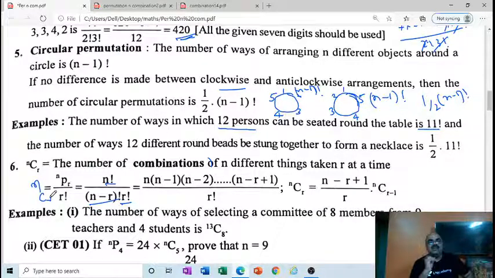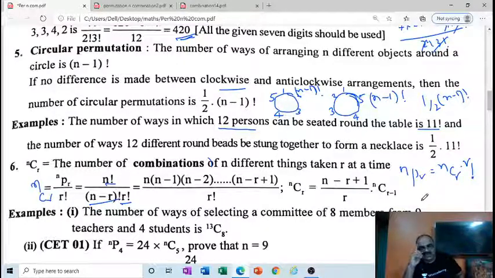This itself will be a question, friends. NPR, if you want to find, it is NCR into r factorial, or NCR, if you want, NPR by r factorial. This itself will be a question, friends, I'll tell you. These are all simple CET questions that you get, and you need to be very clear about it. So how is it done? N into n minus 1, same. I think I don't have to talk about NPR, you know already, divided by r factorial.